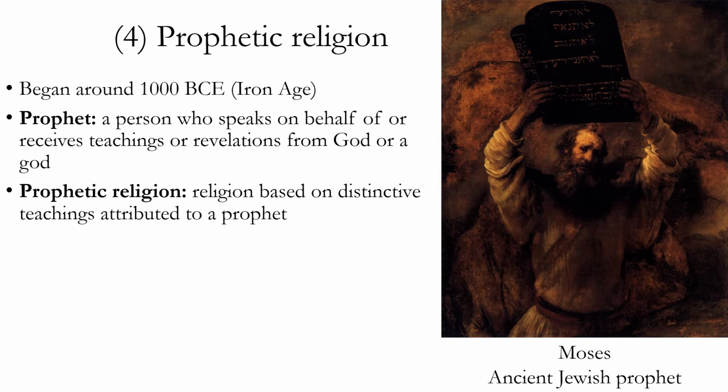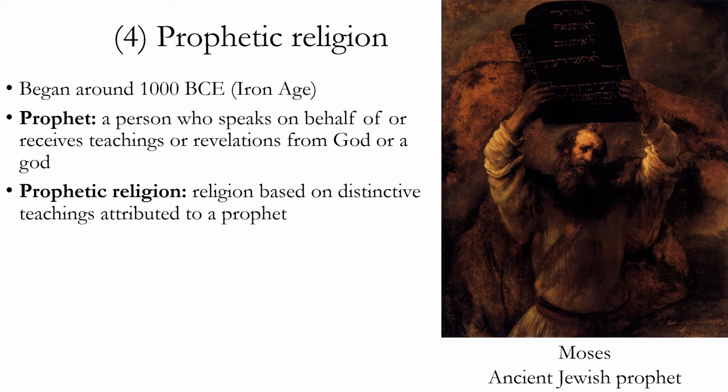So now let's talk about prophetic religion. Prophetic religion is the fourth type of religion that began around 1000 BCE, which is around the beginning of the Iron Age. So this is a continuation of the use of metal for tools and weapons, but in the earlier period, it's what's known as the Bronze Age, in which most tools and weapons were made from bronze, which is an alloy of copper and tin.